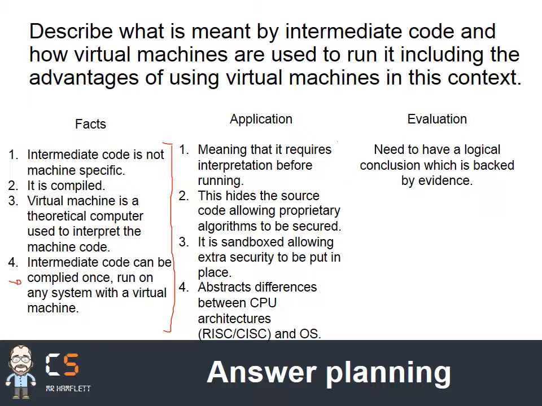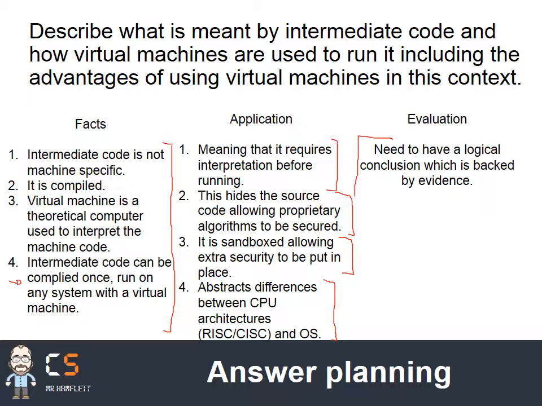Application, meaning it requires interpretation to be run, so I have to interpret it before I can run it. It hides the source code. Because I've compiled intermediate code, I gain one of the advantages of compiling, which is hiding the source code so nobody can read it. It's going to be sandboxed, so we get extra security. Remember, virtual machines allow us to control what hardware gets used. And it abstracts differences between the operating system and architecture. So I don't need to worry about the operating system, the libraries installed, or anything like that. It will just simply run as long as it's got an interpreter.